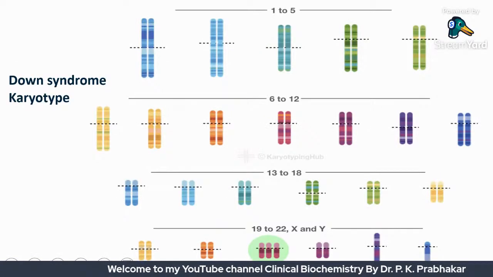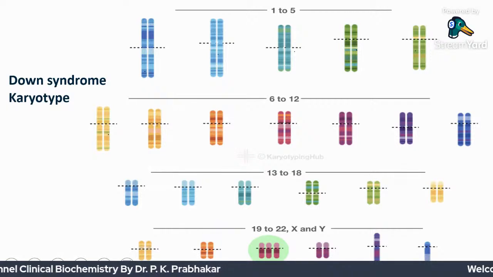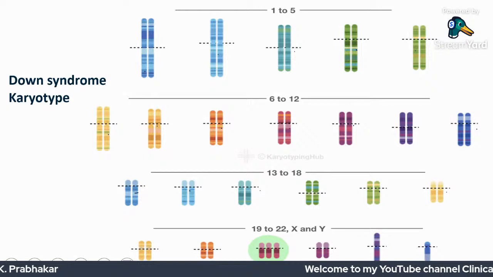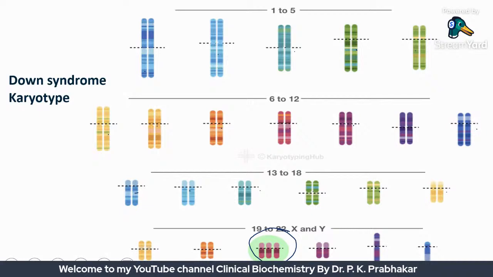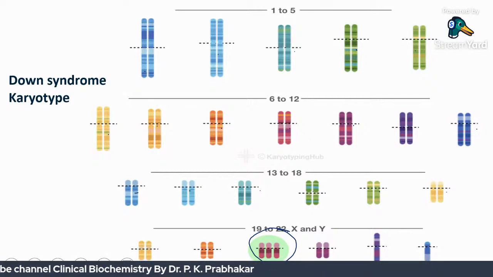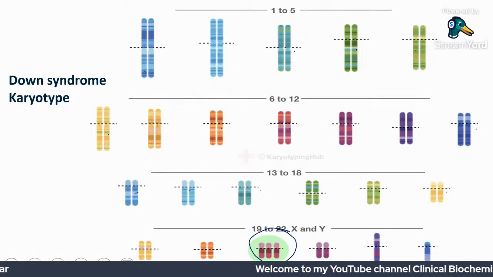Here in this case, this is chromosome pair 1, 2, 3, 4, 5, 6, 7, 8, 9, 10, 11, 12, 13, 14, 15, 16, 17, 18, 19, 20, 21. Normally in the 21st pair we should have only two chromosomes, but here we have three chromosomes. So this is trisomic for the 21st. So 21st trisomy is Down syndrome. This is what the Down syndrome karyotype looks like.